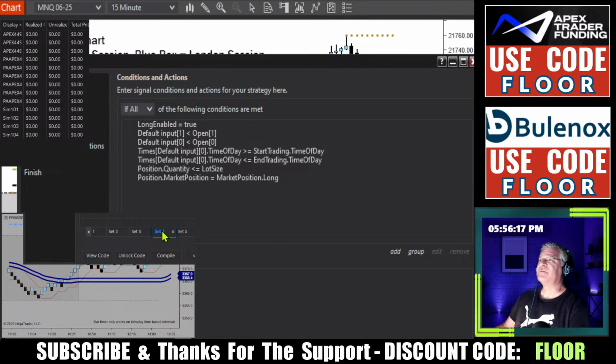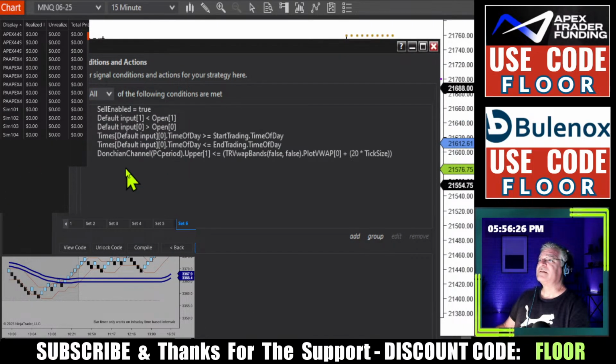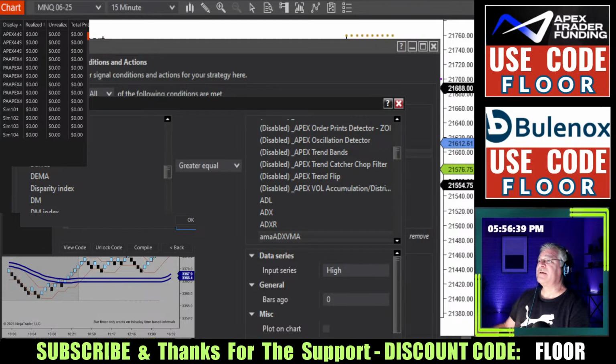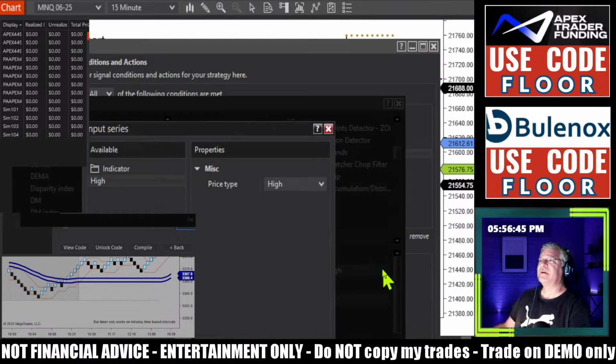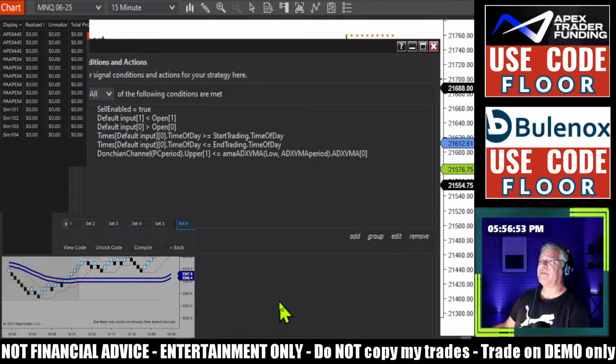Enter long. This is for the second piece. I'm not even sure if I want to do the second piece, but we'll see for now. 5 is exit long. 6 is enter short. Paste. Remove the VWAP. Edit. It's the upper. So now we want to deal with the upper less than or equal to the low, and that's correct. So now we changed that, we changed that. We're going to compile.